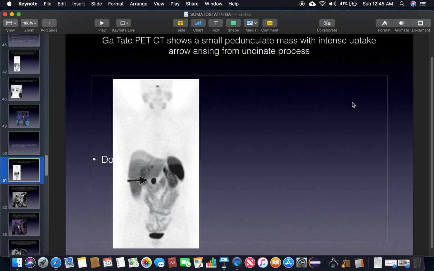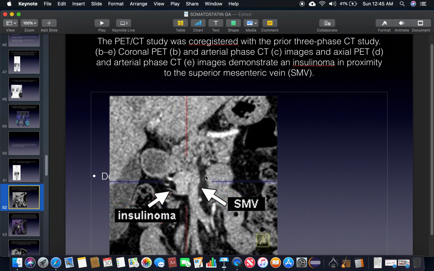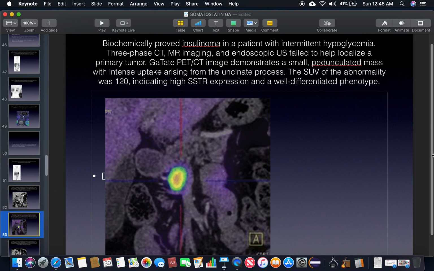Here's an example of a patient where gallium Tate PET CT shows a small pedunculated mass with intense uptake arising from the uncinate process of the pancreas. The arrow shows that, and on the CT image, the arrow is showing the tumor, and here's the SMV. So now when we do the PET CT, see how this tumor is lighting up, and gives you a very confident diagnosis of a small mass with intense uptake arising from the uncinate process.